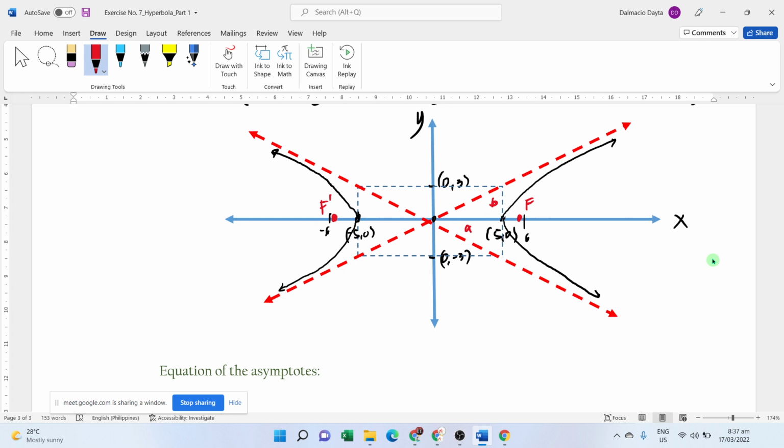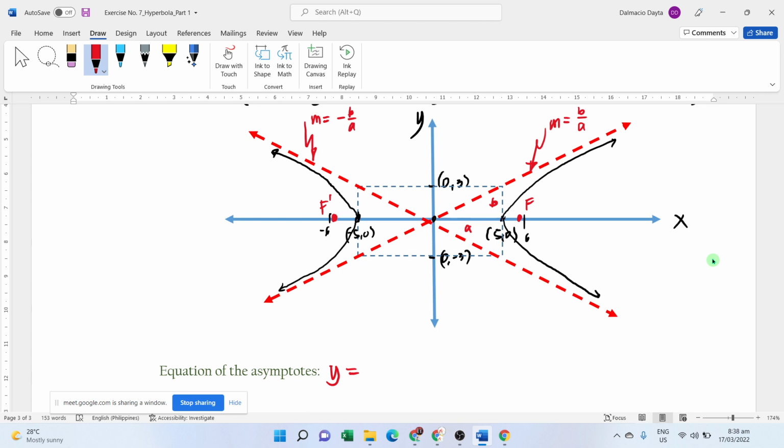Hence, it passes through the origin, so the equation of the asymptotes will be y is equal to the slope of this line. Ano yung slope nito? Itong line na to. m is equal to rise over run. Tama? Rise over run. That is b over a. How about this line? Ano yung slope nito? That is negative of positive b over negative a. So that will be negative of b over a.